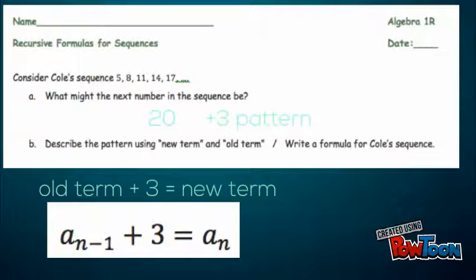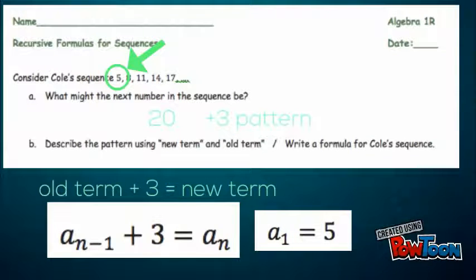We can't find any terms if we don't know where to start. So the other thing that we have to write in our formula is the starting value, or a sub 1. In this case, the first value in our sequence is 5. So a sub 1 equals 5. Congrats! We just wrote our first recursive sequence. Pause the video and make sure you have any notes that you need before we continue.